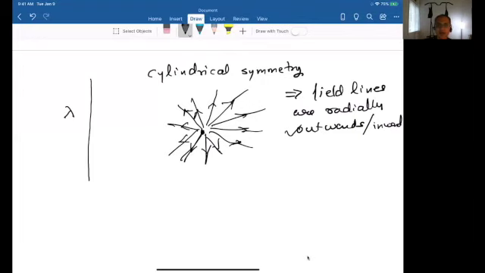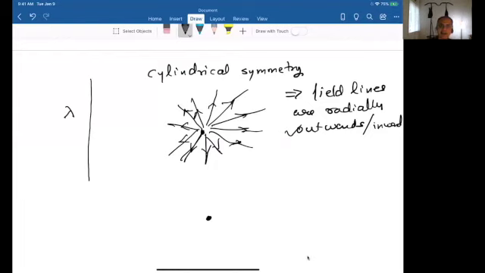Now, I'll just make one comment here. We deduce that the pattern of field lines is radially outwards because that's the only pattern that we can think of that has cylindrical symmetry. However, is that true? Is that the only pattern that has cylindrical symmetry? Pause the video for a moment and see if you can think of any other pattern of field lines which would have cylindrical symmetry.